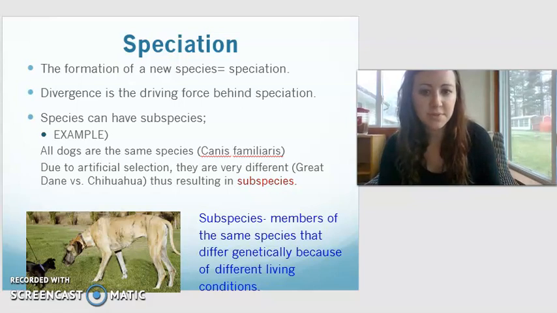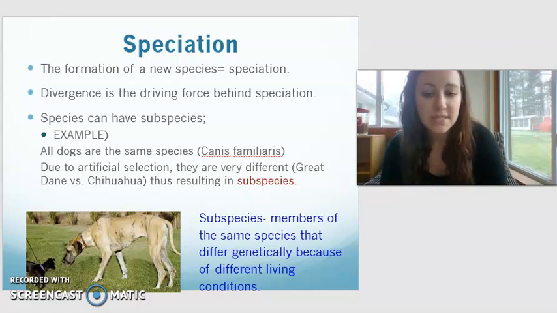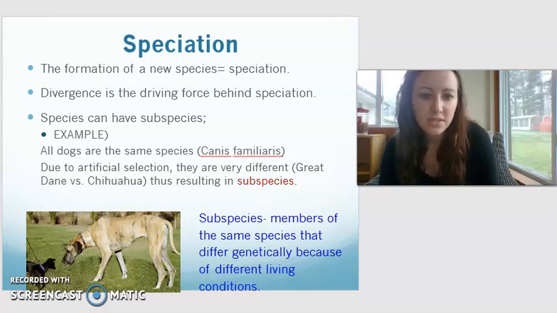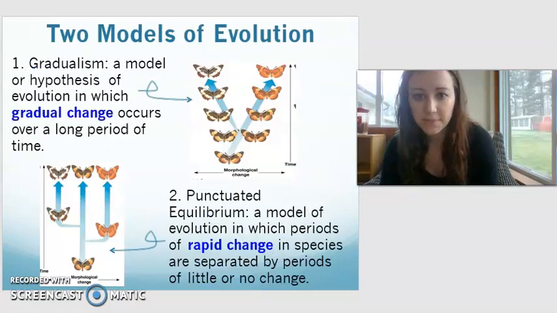Speciation is the formation of a new species, and divergence is the driving force behind this speciation. There can be subspecies that exist. All dogs are Canis familiaris. They're all part of the same species, but there are obviously different breeds of dogs, so they're said to be subspecies. And that's due to artificial selection. Remember, that is selecting for traits that we find favorable. They are still the same species, just subspecies of each other.